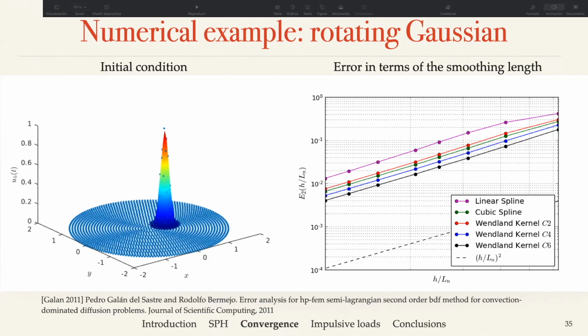So we believe that this is an interesting result because we show that kernels not having positive Fourier transform also lead to convergence, at least at the integral level, because here the interparticle distance is always chosen small with respect to the smoothing length.